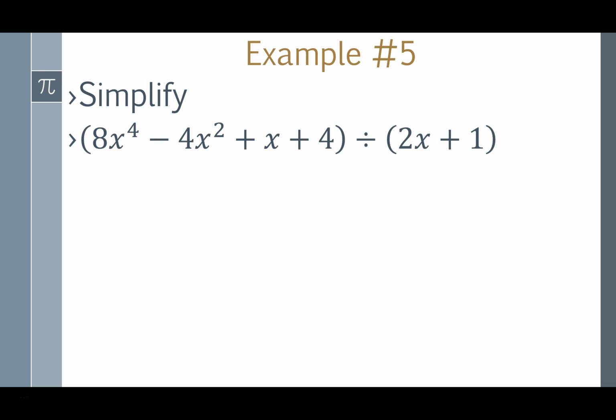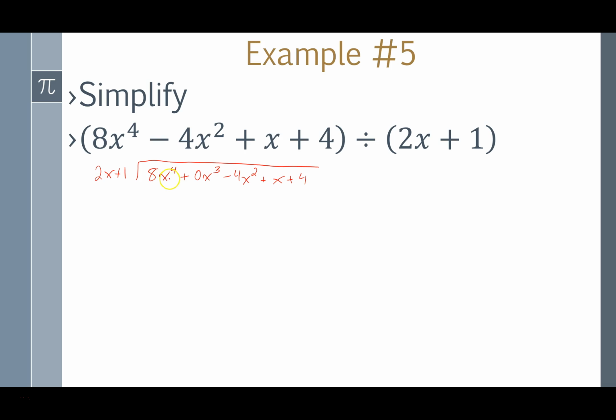Alright, now if we have a coefficient in front of it, it's still the same idea. So we're still putting the 2x plus 1 on the outside, still having our 8x to the fourth, and then 0x cubed because we're missing that term, minus 4x squared plus x plus 4.